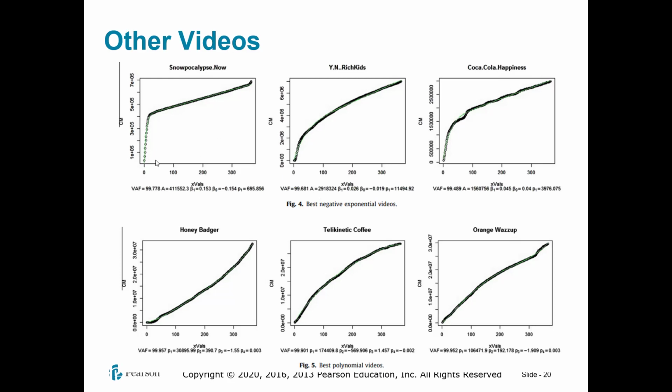Then we have our negative exponential. So we have a massive number of views at the beginning, which then slows down to linear, and the same for these. And then these threes are none of the above, basically no pattern above.